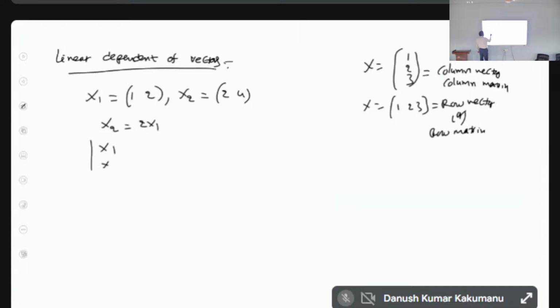If the determinant formed by the two vectors is 0. What is the determinant formed by 1, 2, 2, 4? It is 0. Second definition for linearly dependent, write down: if the determinant formed by the vectors is 0, then the vectors are said to be linearly dependent. Otherwise independent. Here this determinant value is 0, therefore you can say the vectors are linearly dependent.